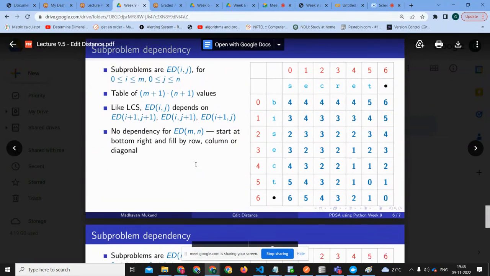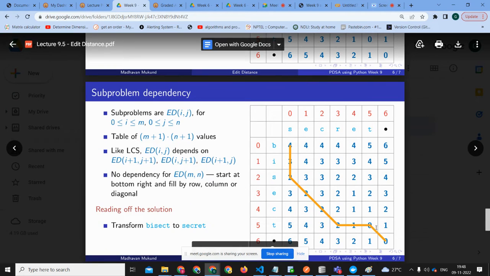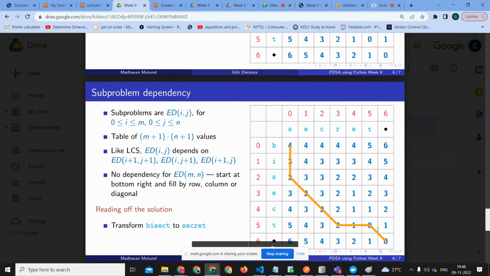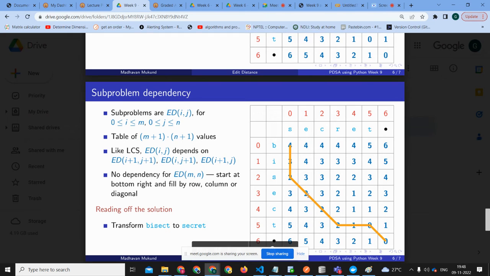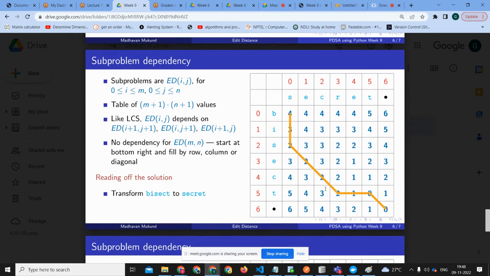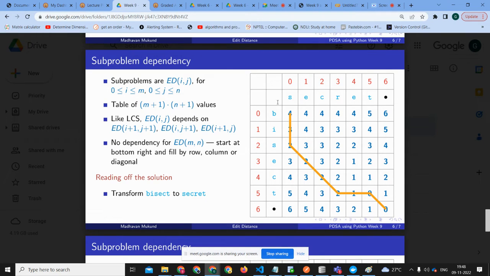What you told, Uma: I told you to start from the bottom. If it is diagonal, go up, reach the diagonal. Otherwise, move towards the left. If the diagonals are equal, go up; else you go towards the left. If you find an equal thing, go up, go up, go up. If you start from the bottom, you convert secret to bisect, and if you start from the top, you convert bisect to secret. Yeah, that is also correct.